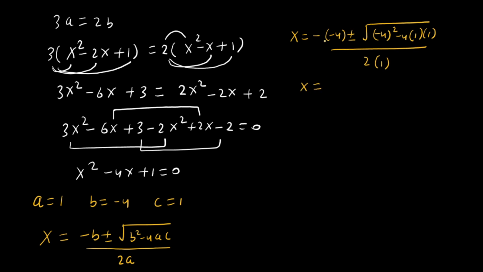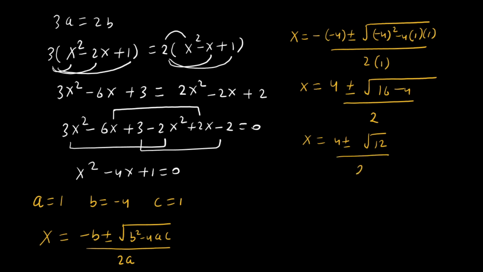Then x is equal to minus multiplied by minus 4, which is plus 4, plus minus square root of minus 4 square, which is 16, minus 4, divided by 2. Then the value of x is 4 plus minus square root of 16 minus 4, that is square root of 12, divided by 2. Now x is equal to 4 plus minus, and this square root of 12 is the same as 2 times square root of 3, divided by 2.